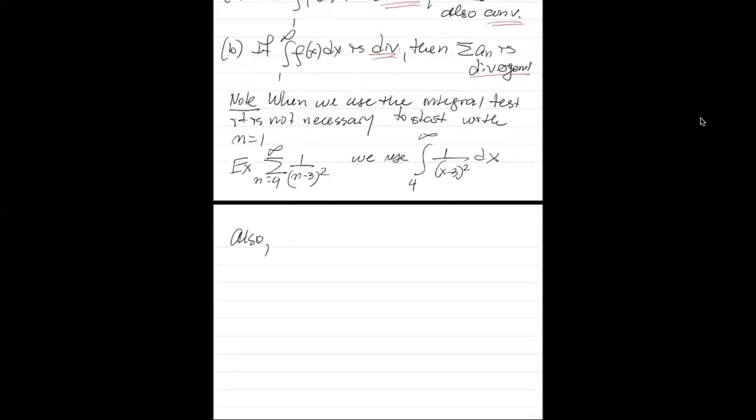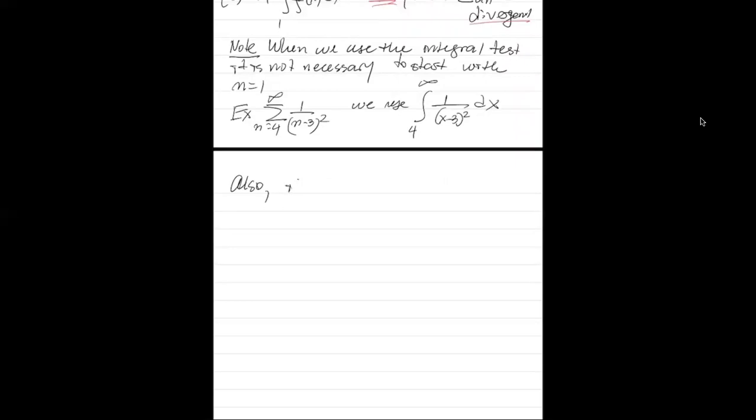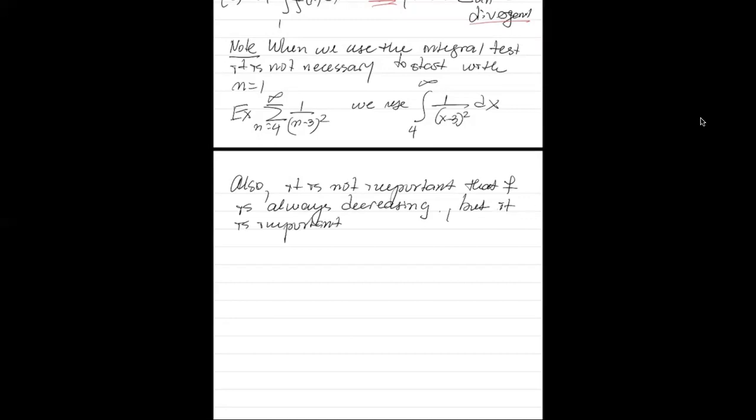Also, another note, it is not important that f is always decreasing. But it is important that f is ultimately decreasing. In other words, it's eventually decreasing. So I'm going to write down it's decreasing for some x greater than N, where N is a finite number.